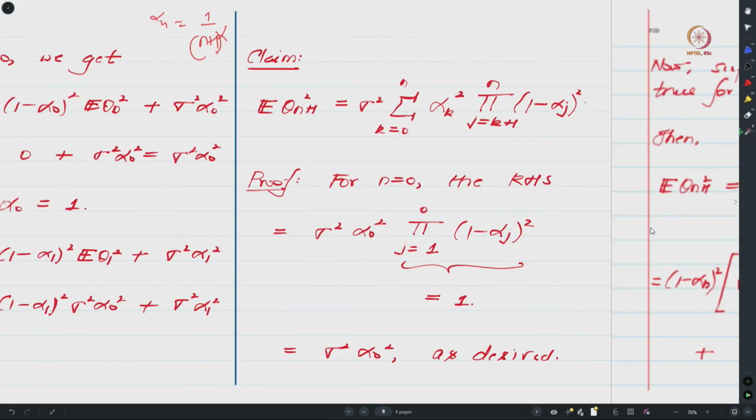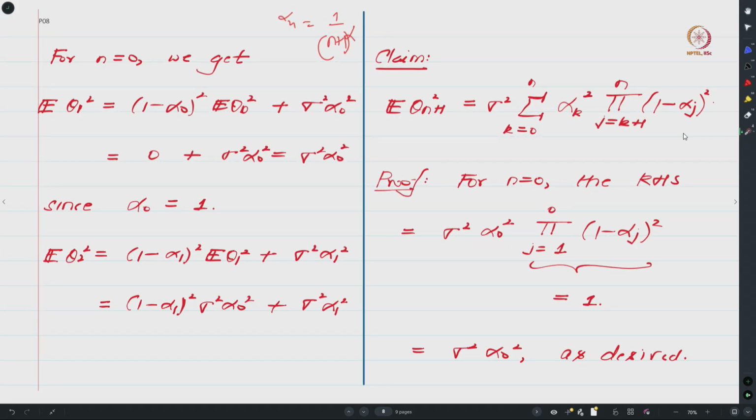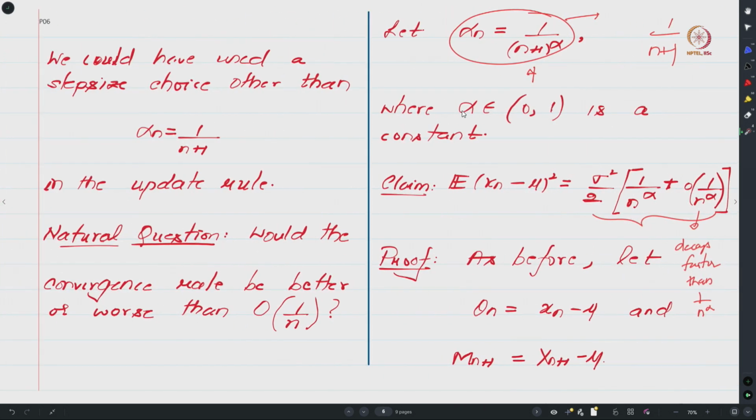So this finishes the verification of this claim, and this brings us to the end of today's class. In the next class, we are going to obtain a bound on this expression so that we can conclude this result, in particular show that the convergence rate is slower when you choose a slowly decaying step size. We actually require a step size of the form 1 over n plus 1 to ensure that the squared error decreases at the rate of 1 over n. This is something that we will prove in the next class.